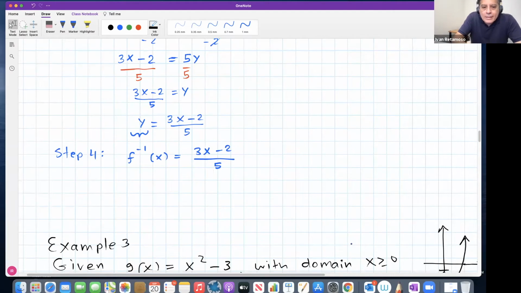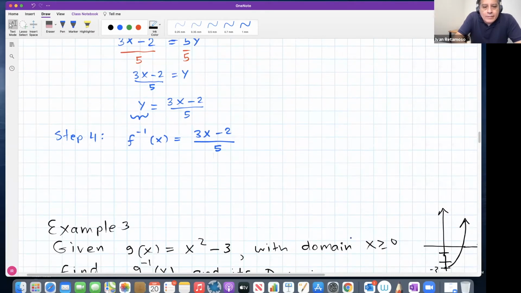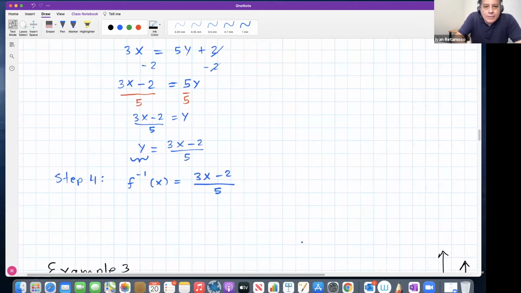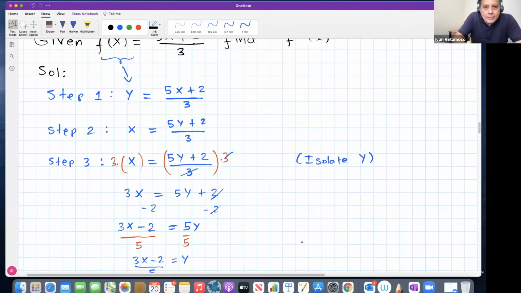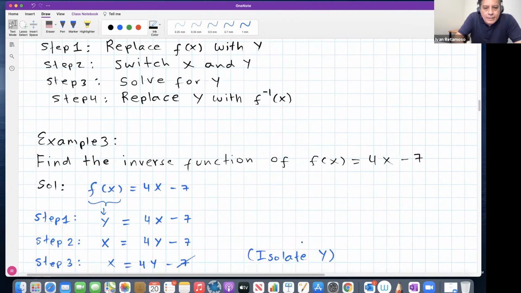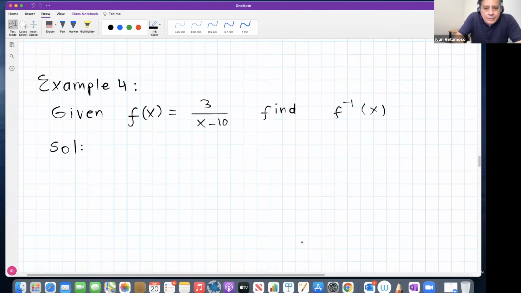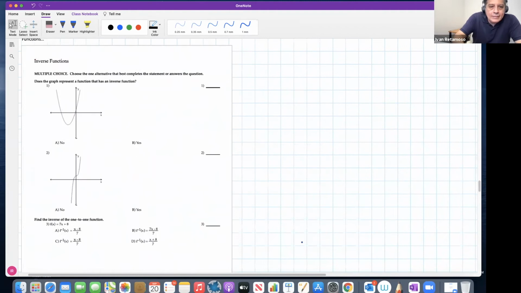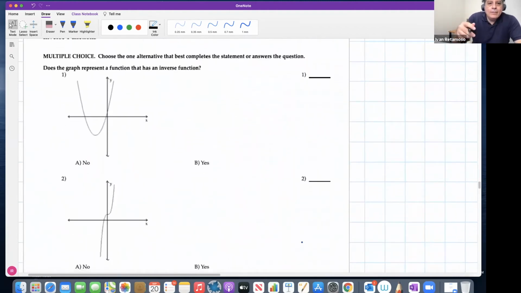Very good. Before going over example 3, I want you to do some work now, guys. So let's go to the worksheet here, and then I will go back to this for more examples. So let's start with the basic idea of identifying when a function is invertible, meaning when a function is one-to-one, right?